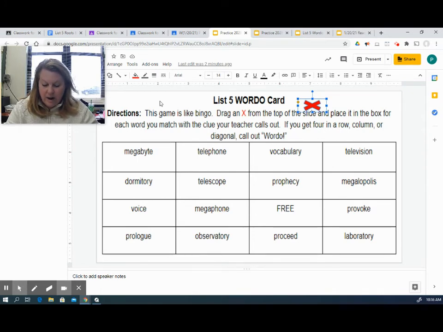Okay, this root or affix is not Greek or Latin, and it means relating to or a place for. So think about which root or affix that we're studying this week means relating to or a place for. And then go find those words on your WORDO card. Again, there should be 3. Relating to or a place for.